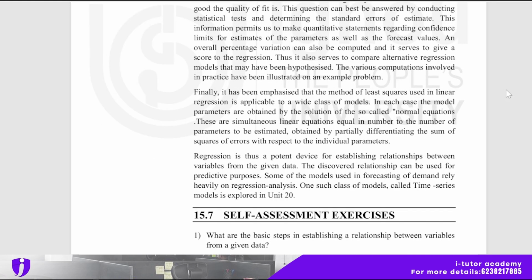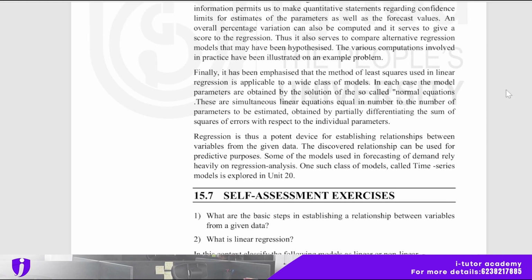Finally, it has been emphasized that the method of least squares used in linear regression is applicable to a wide class of models. In each case, the model parameters are obtained by the solution of the so-called normal equations, and these are simultaneous linear equations equal in number to the number of parameters to be estimated, obtained by partially differentiating the sum of squares of errors with respect to the individual parameters. Regression is thus a potent device for establishing relationships between variables from the given data. The discovered relationship can be used for predictive purposes.